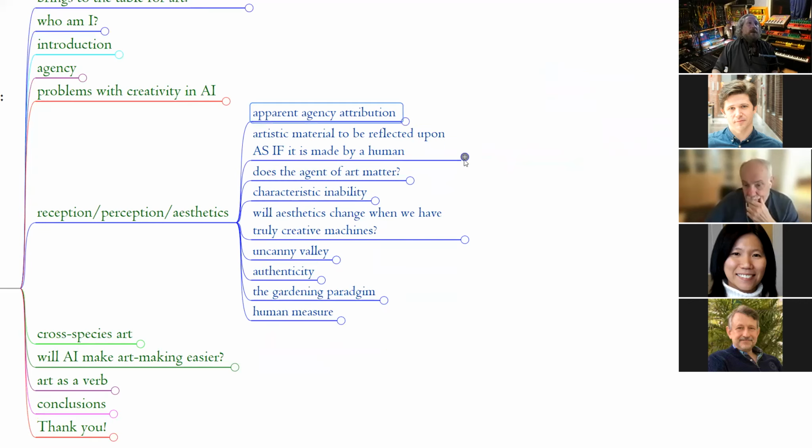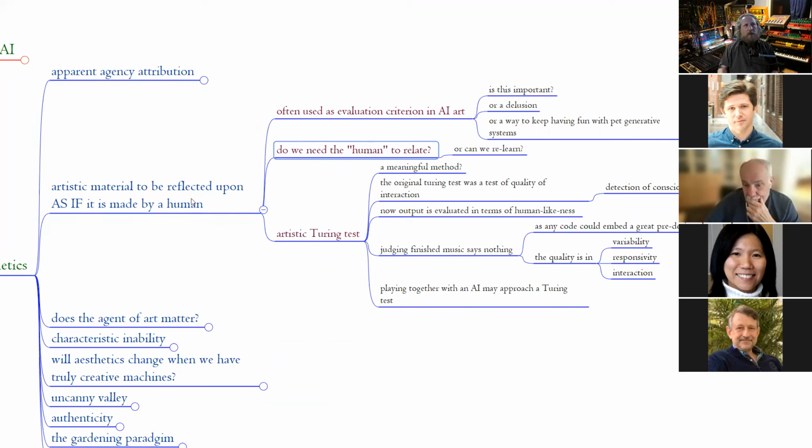There's a large discussion about how we look at and reflect upon computer-generated music or images as if they are made by humans. It seems like we need a human to relate to, and often some kind of artistic Turing test is suggested as an evaluation method, which is very problematic. There are even competitions based on this, where you just listen to music made by AI systems, which is ridiculous, because the original Turing test is a test of interaction or responses, where you probe another agent to see if it has consciousness, not looking at a portrait of it. So it simply doesn't make sense. The quality in any kind of system is in the variability, in the responsivity in the interaction, not in the quality of one particular output.